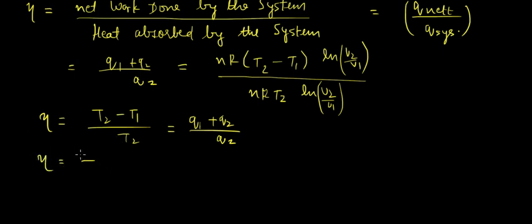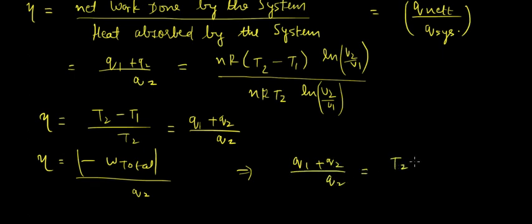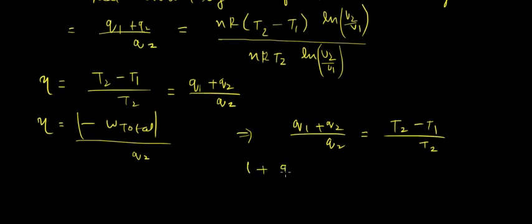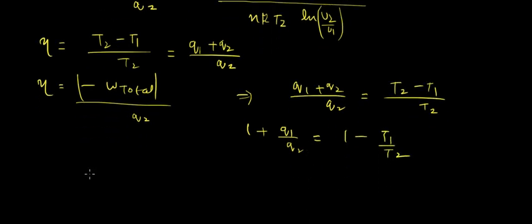So this can be written as minus of work done total divided by Q2 as well. Q1 plus Q2 can be written as minus of W total, which is equal to T2 minus T1 upon T2. Okay, so from here we can write that Q1 plus Q2 upon Q2 is equal to T2 minus T1 upon T2. So from here we can write that 1 plus Q1 upon Q2 can be written as 1 minus T1 upon T2. 1 and 1 get cancelled out. So from here Q1 upon Q2 would be equal to minus T1 upon T2.